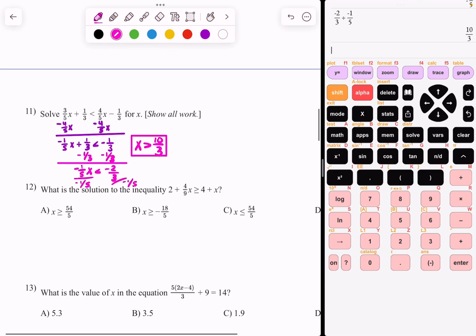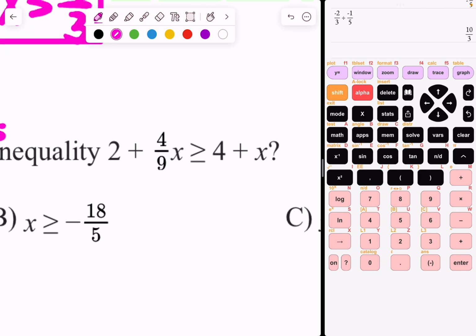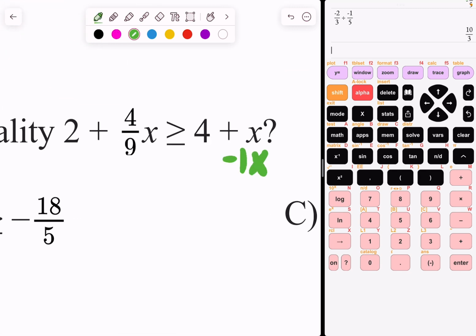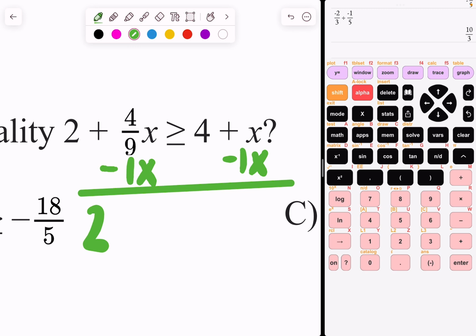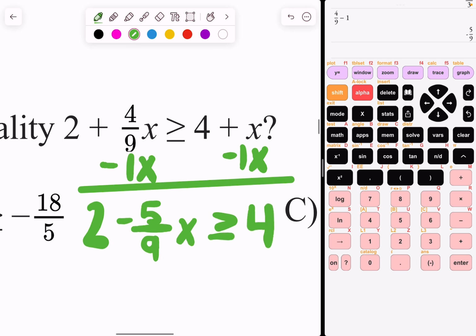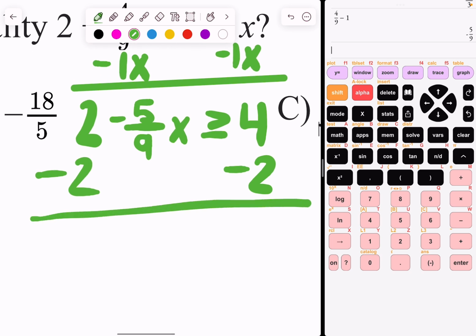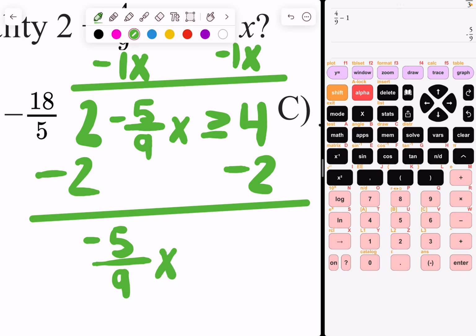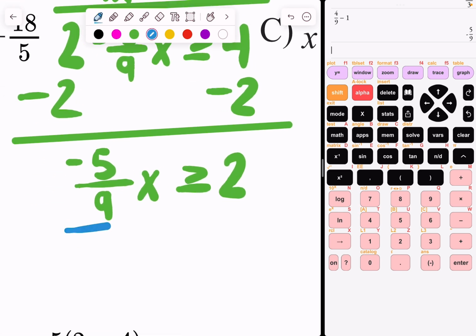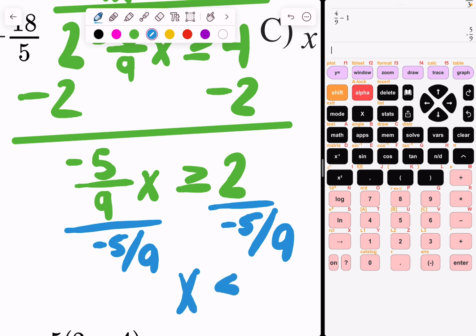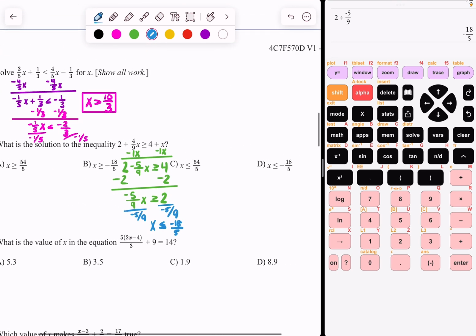And let's look at number 12. What is the solution? All right, let's solve it. Let's get rid of this minus 1x. We get 2 4 over 9 minus 1, which gets us negative 5 over 9x is greater than or equal to 4. To get rid of the 2, I'm going to subtract 2 from both sides. I get negative 5 over 9x is greater than or equal to 2. Then I'm going to divide by negative 5 over 9. I am dividing by a negative, so I need to flip my inequality symbol. And 2 divided by negative 5 over 9 is negative 18 over 5, which is answer choice D.